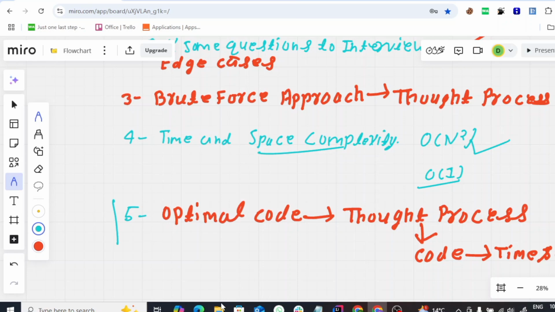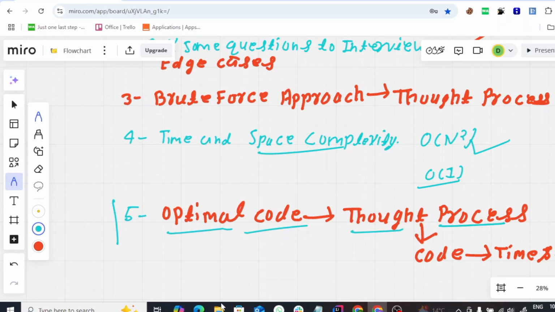Okay guys, I hope this is the approach that you are following. If you are following this approach, you won't get rejected. I am pretty sure you won't get any rejection if you follow these 5 steps. So suppose, how will you explain the optimal approach thought process?